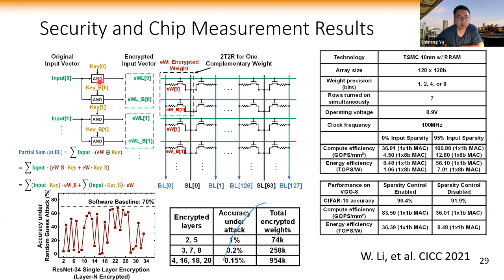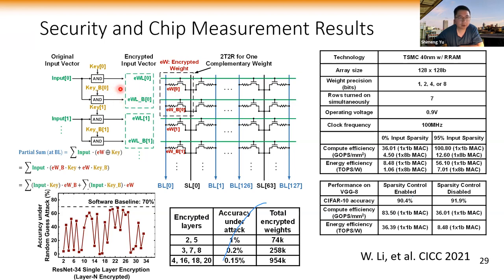So here the idea is very straightforward. Let's encrypt the weight on the chip. A very simple encryption is the XOR cipher. Basically the idea is that we split the weight into a complementary pattern. Because we have two rows to choose from, only with the correct key can we turn on the correct row to do the computation.